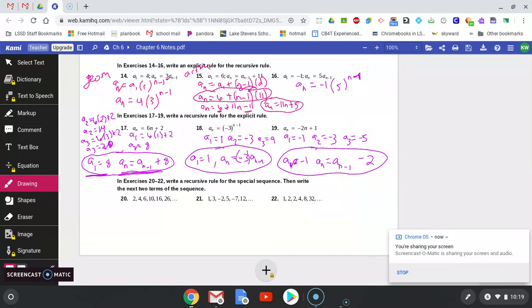So we couldn't write the explicit rule because it's not arithmetic, it's not geometric, but we actually can write a recursive rule. The recursive rule is just going to tell us how do we get to the next number in the sequence. So if we look at the pattern on number 20, to go from 2 to 4 to 6 to 10 to 16 to 26, does anybody see that pattern?